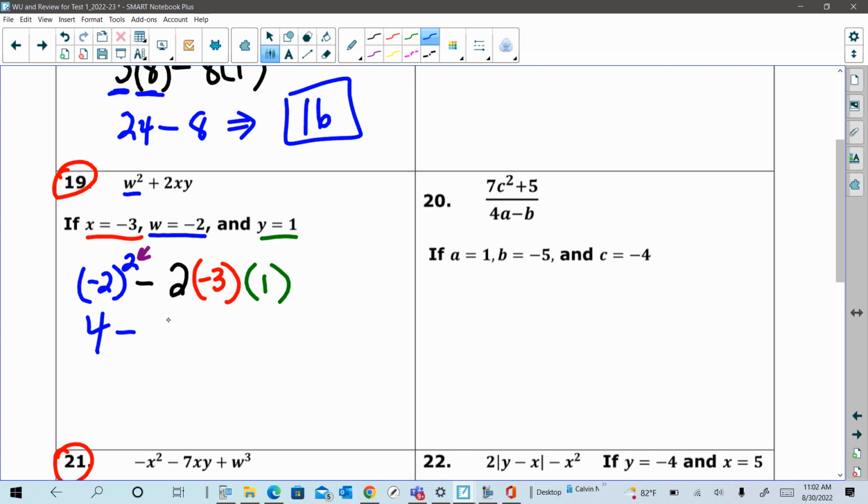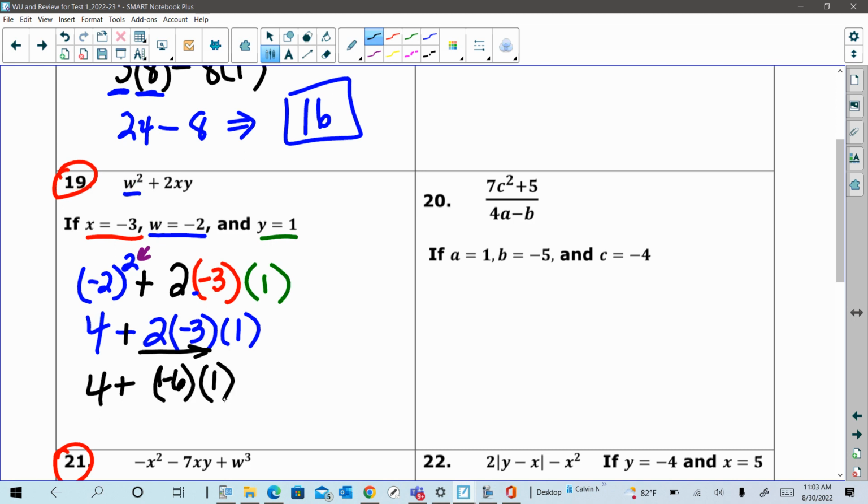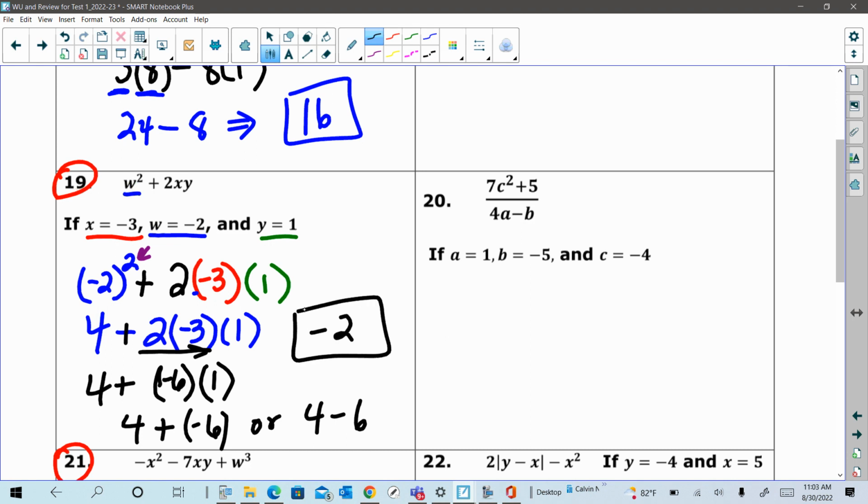Then we have minus 2 times the negative 3, times 1. So I'm just going to do this from left to right. Oh, it's supposed to be plus, sorry. 4 plus 2 times a negative 3 will make this a negative 6. Then times it by 1. So really I have 4 plus a negative 6, or you can think of it as 4 minus 6. We should have a negative 2 as our answer. Yeah, it should end up being negative. Okay.